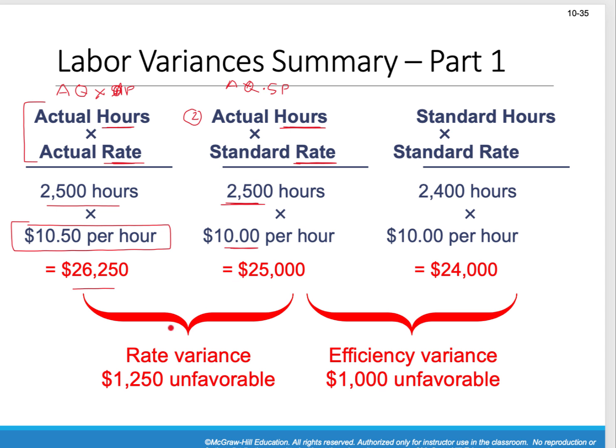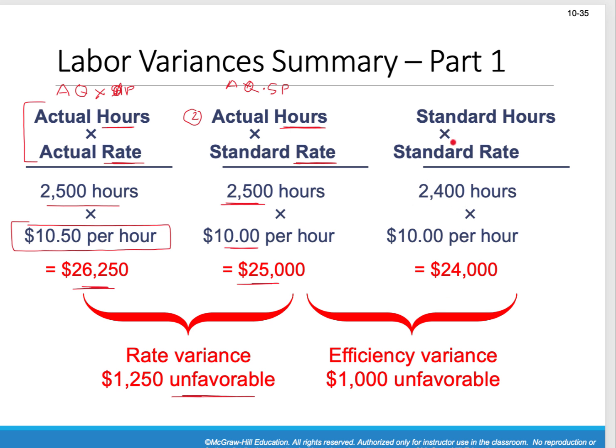So right off the bat, we could see, based on the actual hours incurred, we had a price variance or a rate variance. We should have paid $25,000. We actually paid $26,250. So the difference between these two is our rate variance, which is $1,250. So we are now unfavorable.